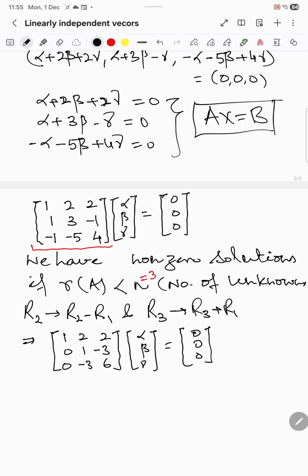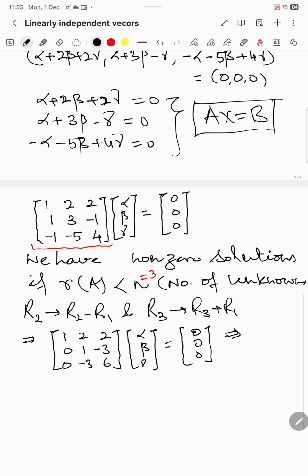So basically we are using another method, which is the Gauss elimination method, in which we have forward elimination and backward substitution, right? Here we are not using this rank concept. We are using the Gauss elimination method. So now next we will apply R3 to R3 plus 3R2.